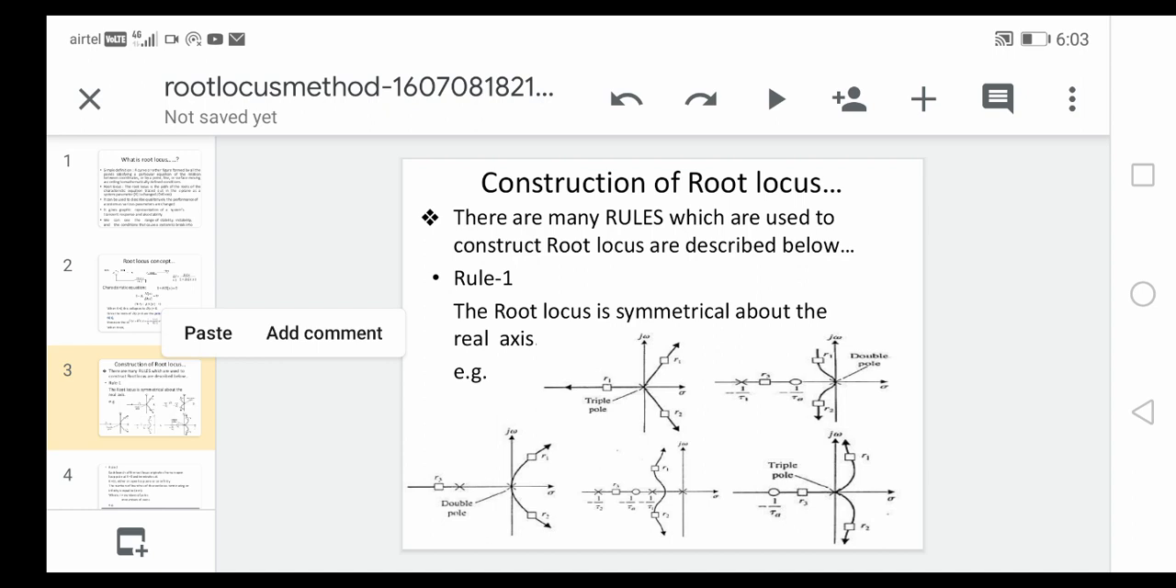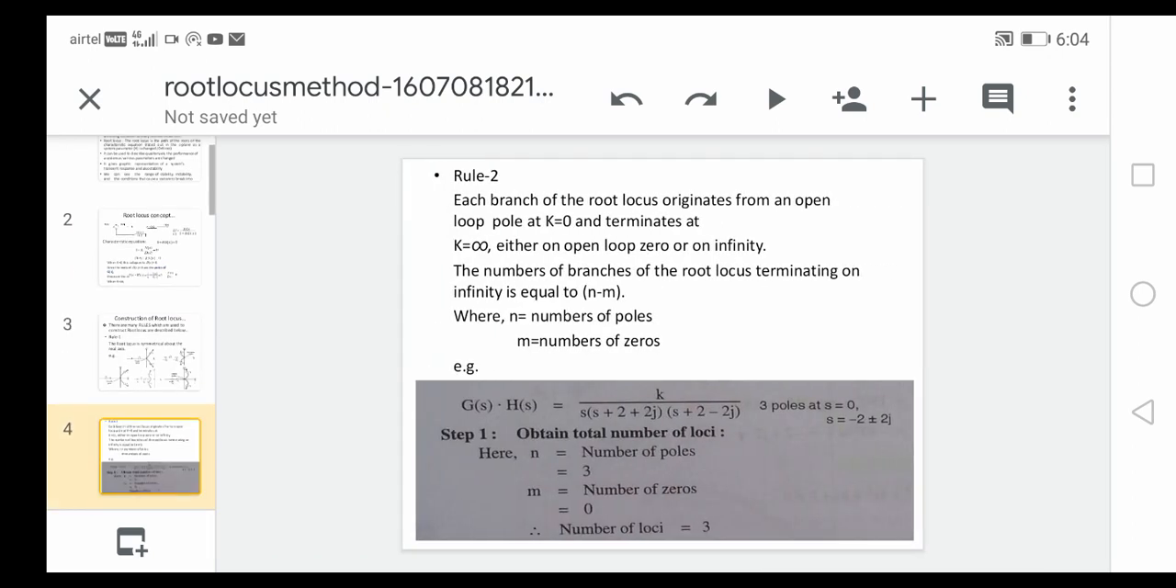That is the first rule. Simply consider the real axis only. On the real axis you identify all the poles and zeros, and you consider any point and check on the right hand side; if it is odd, that point is on the root locus, otherwise not. Now the second rule is about the branches: how many root locus branches will be there, that thing we have to know.